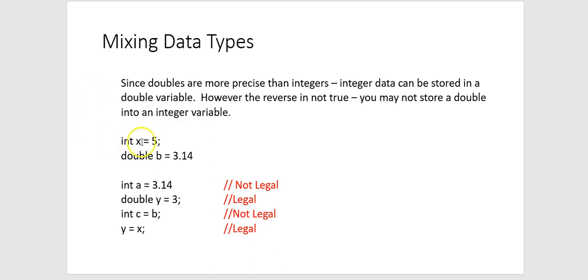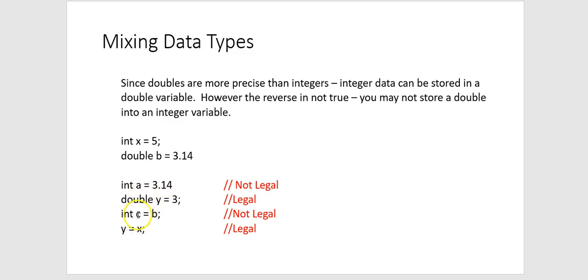So here's some examples. I create an integer x that's equal to 5 and a double b that's equal to 3.14. If I say int a is equal to 3.14, that's not legal. I can't take a double and put it into something I've declared as an integer. However, if I say double y is equal to 3, that's perfectly fine. I can put an integer into a double.